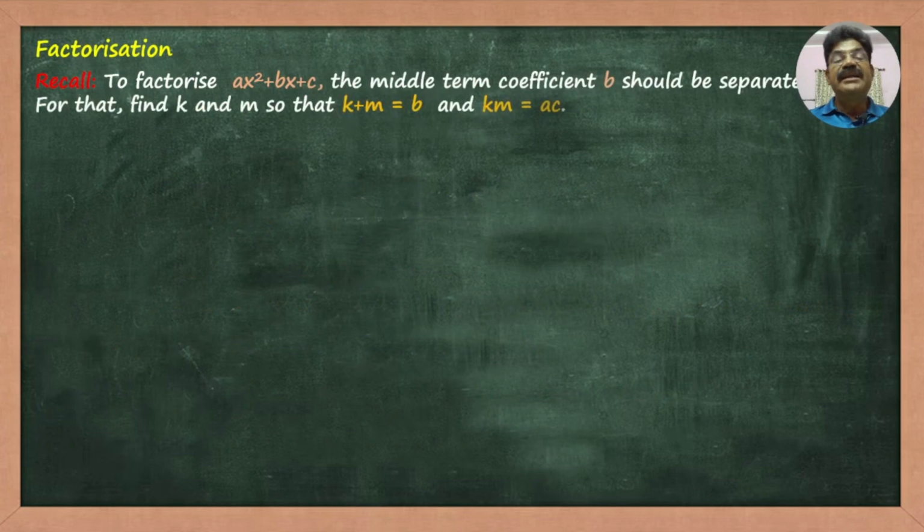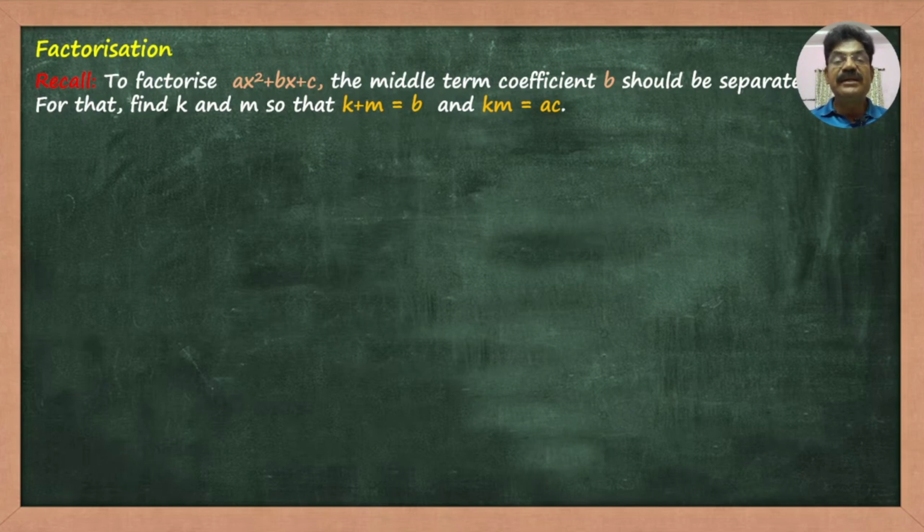Now we are going to see the method of factorization. That is, a quadratic equation can be solved by the method of factorization. So which is to be factored? The polynomial expression ax² + bx + c should be factored. In order to factorize the polynomial expression ax² + bx + c, you look at the middle term, that is the coefficient of x. b should be separated. You have to find two integers k and m so that k + m is equal to b and km is equal to ac.